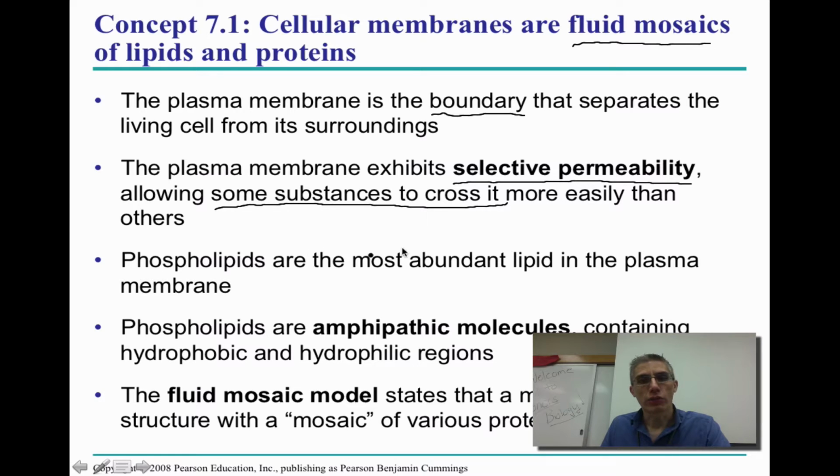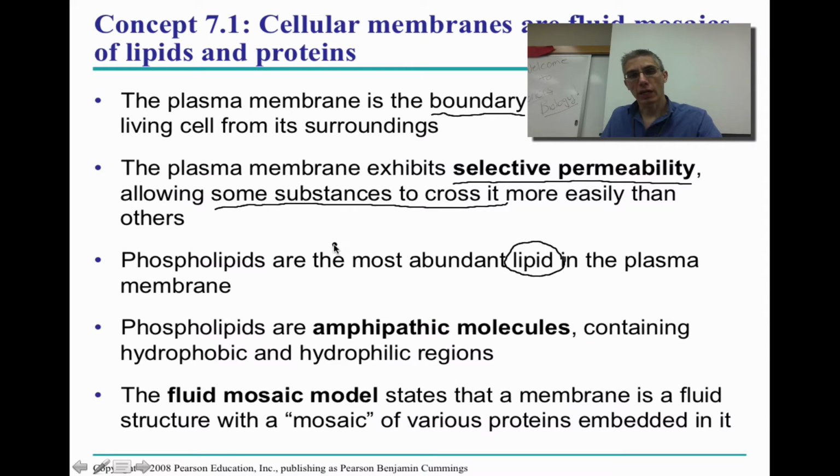The phospholipids, of course, are going to be considered the most abundant lipid in the plasma membrane, but as we get further on in the screencast, we are going to talk about some other types of lipids that are going to be found there. The phospholipids are considered amphipathic molecules, and what that means is that they contain hydrophobic, which are those water-hating regions, and they do have hydrophilic regions, which are the water-loving regions. Now, the fluid mosaic model is going to state that a membrane is a fluid structure, so it's going to have a little bit of movement to it. And again, it is a mosaic, so it's going to have different types of proteins, carbs, and other types of lipids that are going to be embedded within it.